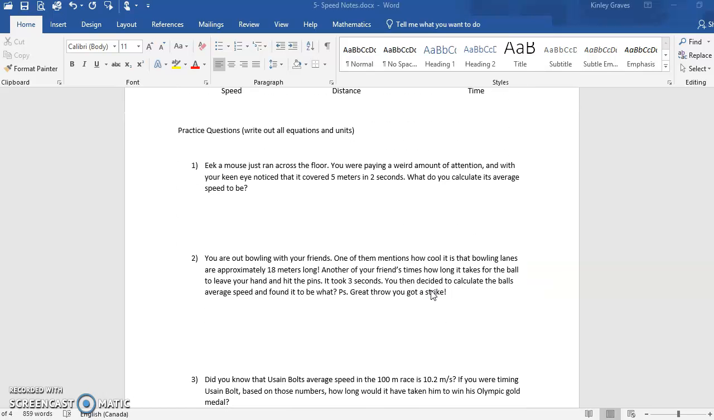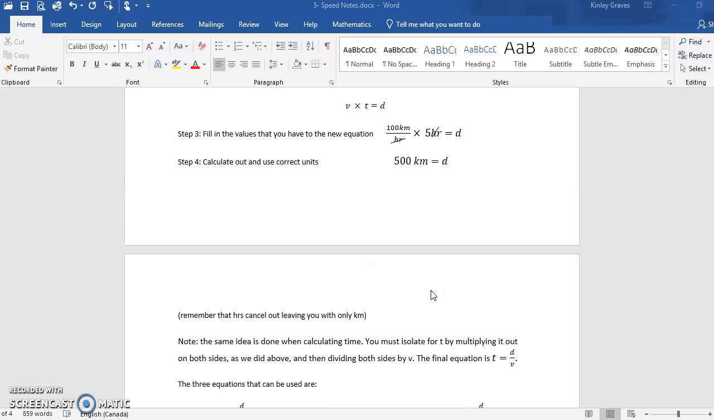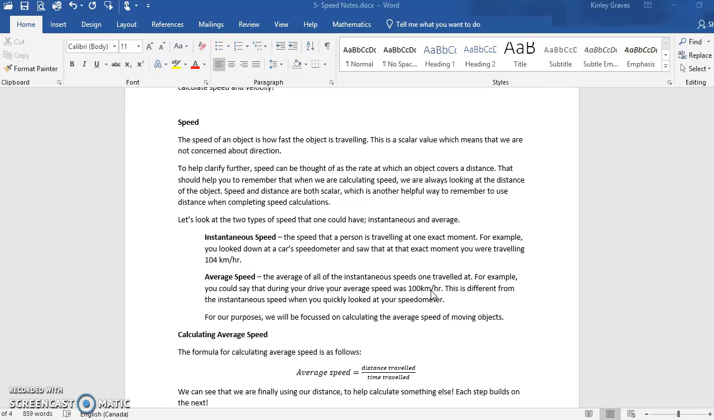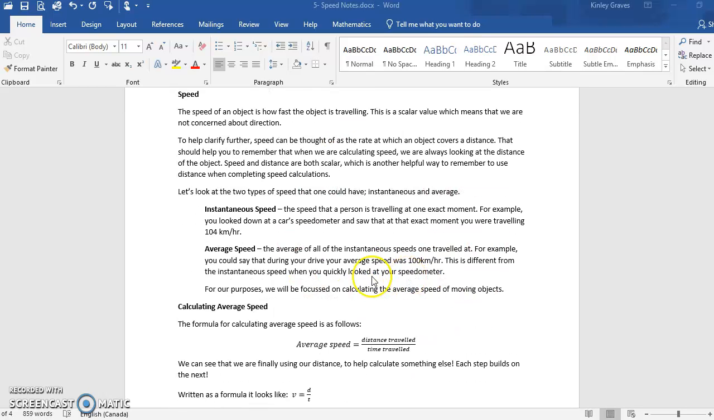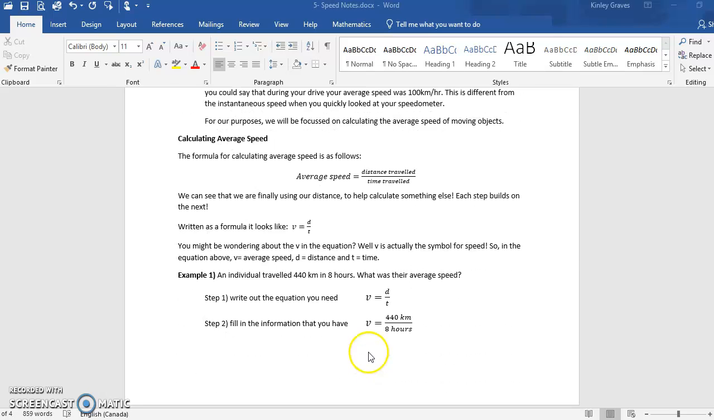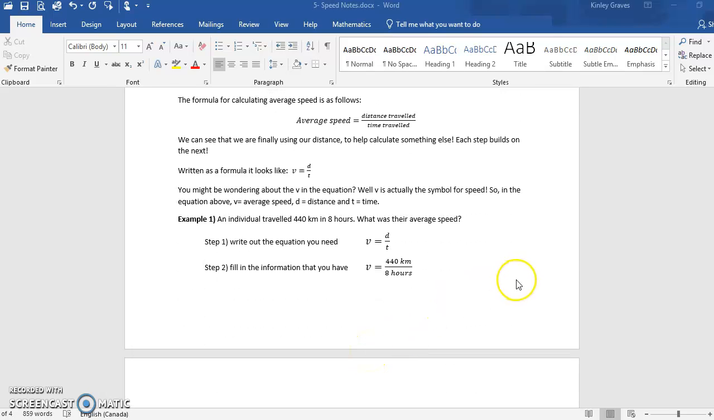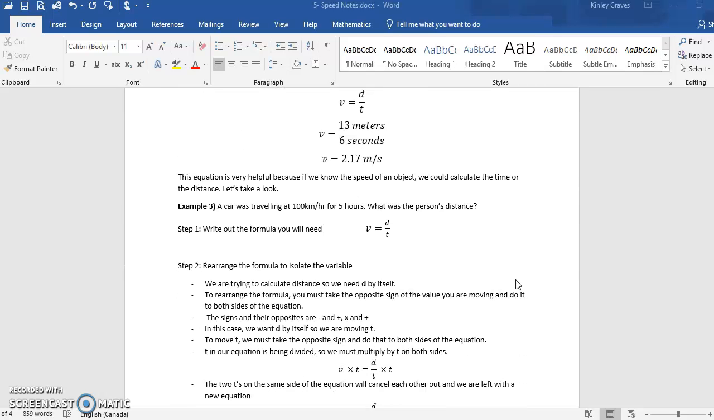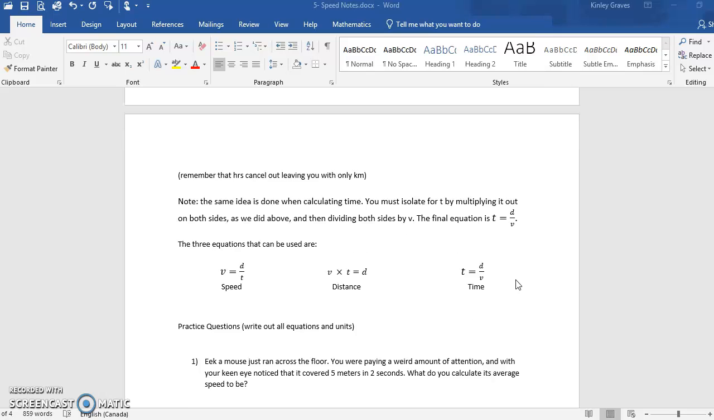If you have any questions about rearranging formulas or how to do these calculations, let me know. Make sure you're reading through this top part by yourself, making sure that you understand all of these steps. I've just broken things down briefly here for you. This is a very quick video, so if there are any questions about any of this, please let me know.